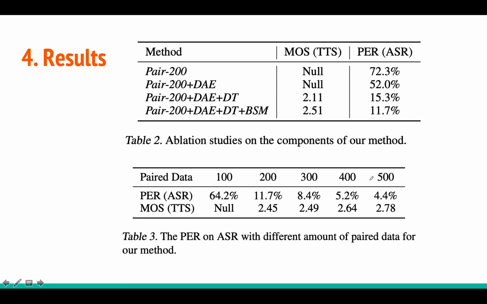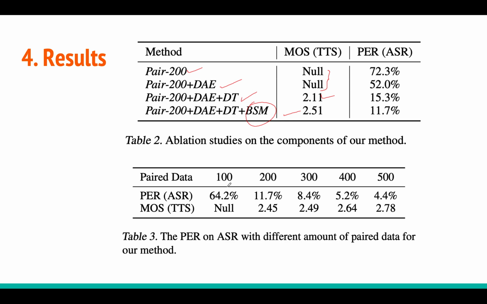Another experiment is the ablation studies, like checking what happens if you use only this one, or if you use the same 200 supervised data plus DAE and VAE. If you use VAEs, it is still not improving. The TTS MOS is very low, but if you use dual transformation, it gives 2.11. But if you use dual transformation with bidirectional sequence modeling, you will get 2.51, which is very good. And the same thing happens with PER also.